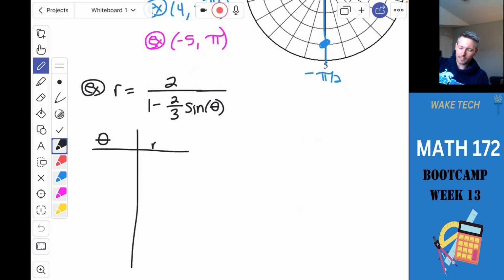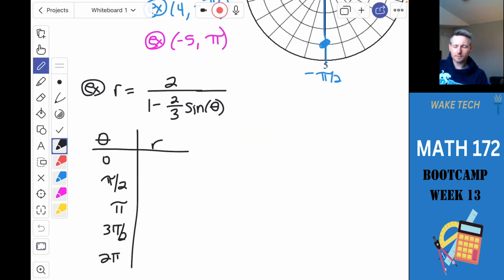If you were here the day we looked at polar graphs the first time, we always start with these five theta values. If we need to pick more, we can pick more, but these are always good points to start with: 0, pi over 2, pi, 3 pi over 2, and 2 pi.